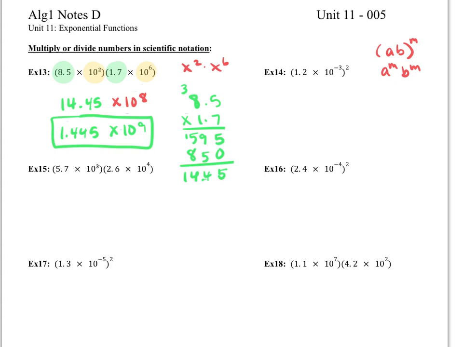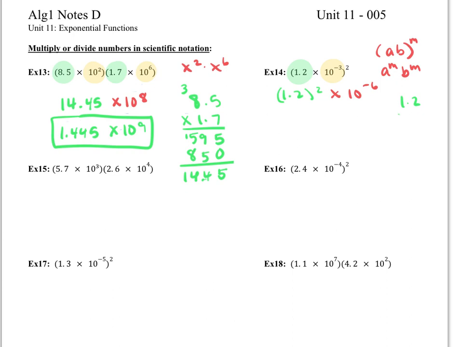And so this exponent of squared is touching the parentheses, which means both items inside the parentheses, 1.2 and 10 to the negative 3, are receiving the exponent of 2. So what that means for me is I'm doing 1.2 squared times 10 to the negative third squared. Remember, if I do a power to a power, my shortcut says I can multiply. So that's going to become 10 to the negative sixth.